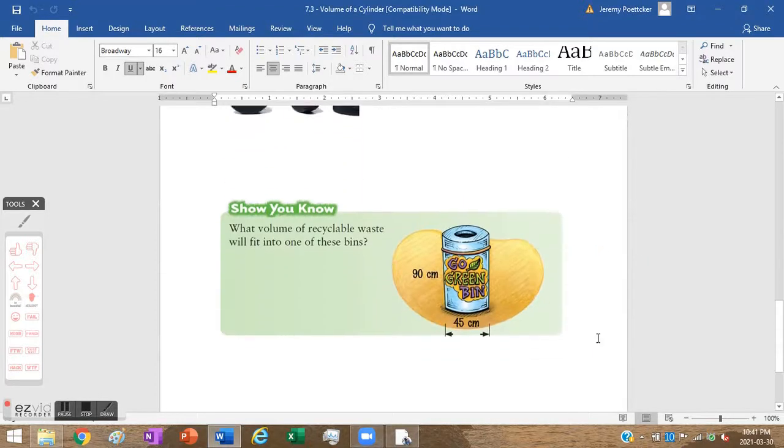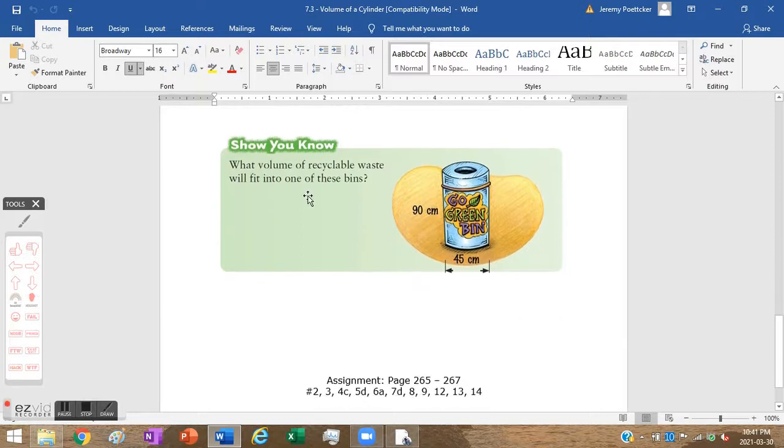Right, and I'll show you now here. What volume of recyclable waste would fit into one of these bins? Again, I'm going to be asking to see all your work. I'm only going to show two steps here. I'm going to show what the radius is. Pause as I'm going to start writing the answer right away. Pause it and then unpause to find the answer once you have solved it.